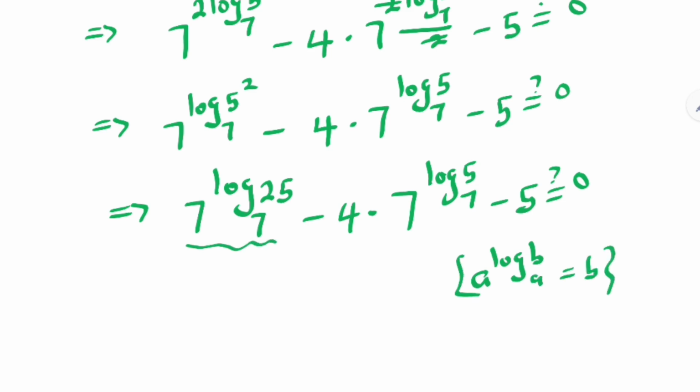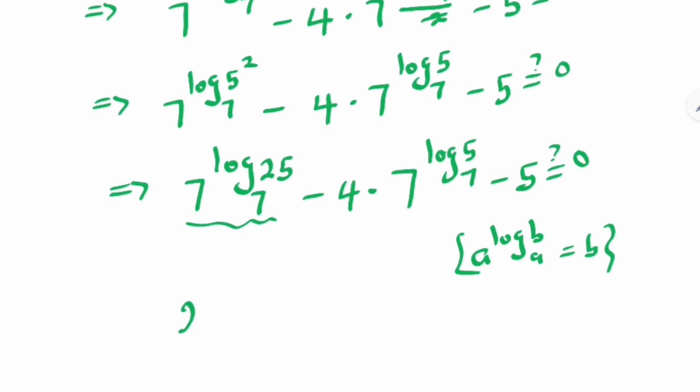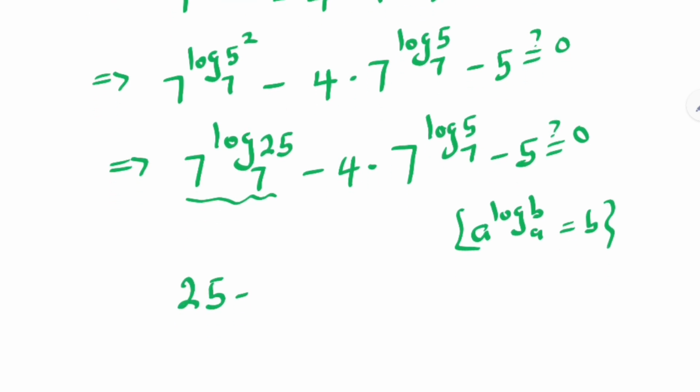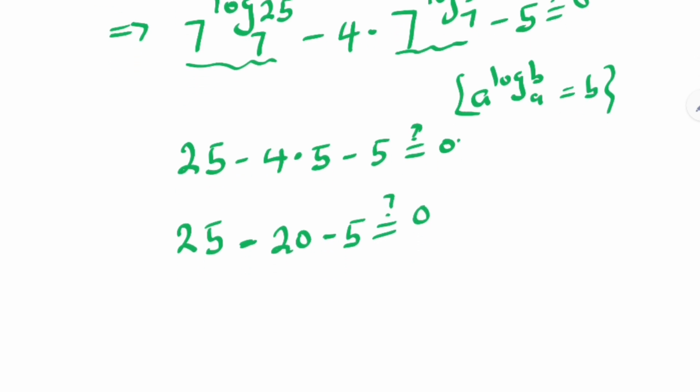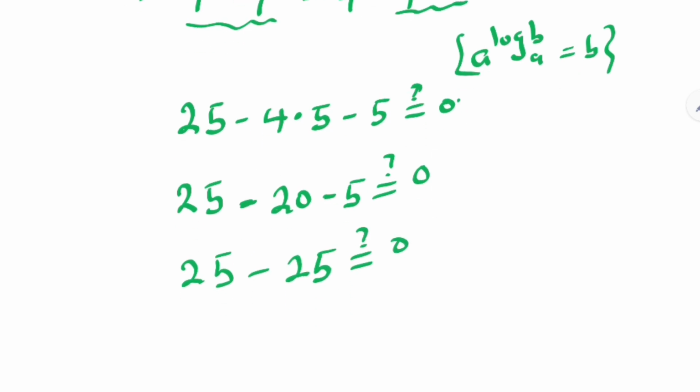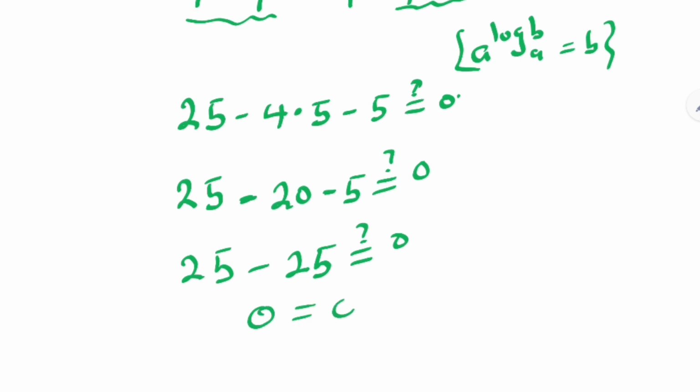So the whole of this is 25 minus 4 multiplied by the whole of this is 5, minus 5 must be equal to 0. Now here we have 25 minus 4 multiplied by 5, that is 20, minus 5 must be equal to 0. Here is 25 minus 25 must be equal to 0. And of course, 25 minus 25, this is 0, is equal to 0, which is true.